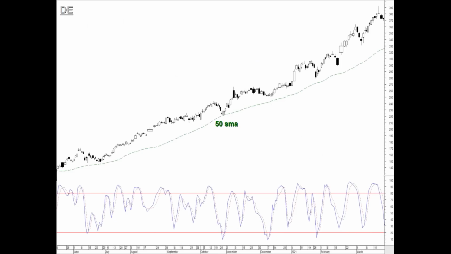I don't know how yet, but I'm going to apply some structure because it's telling me it wants to go higher. Until it has consecutive closes below the 50, I know I want to be a buyer in this. See how simple that is? So now let's add some structure.